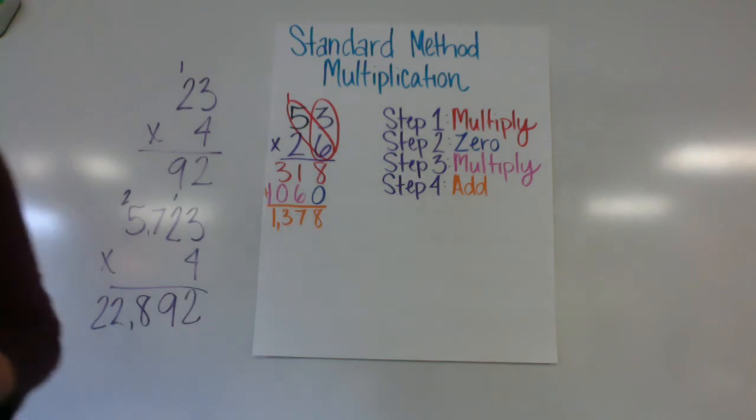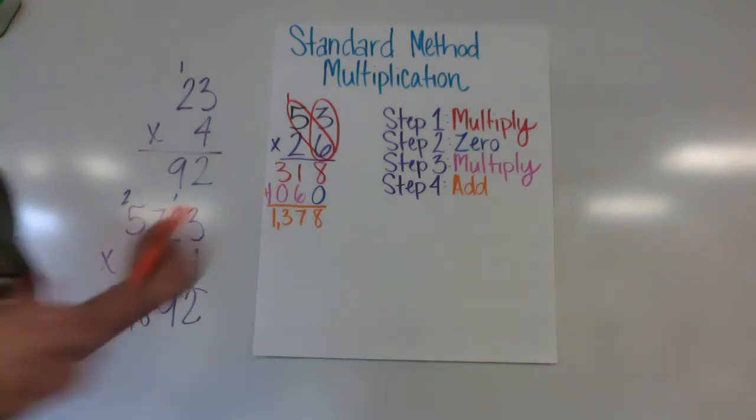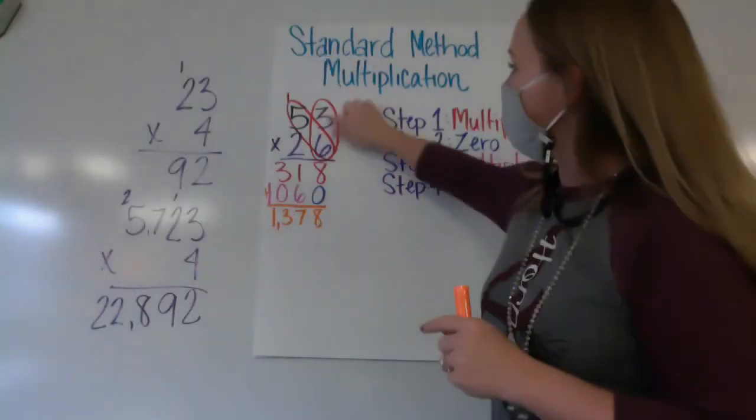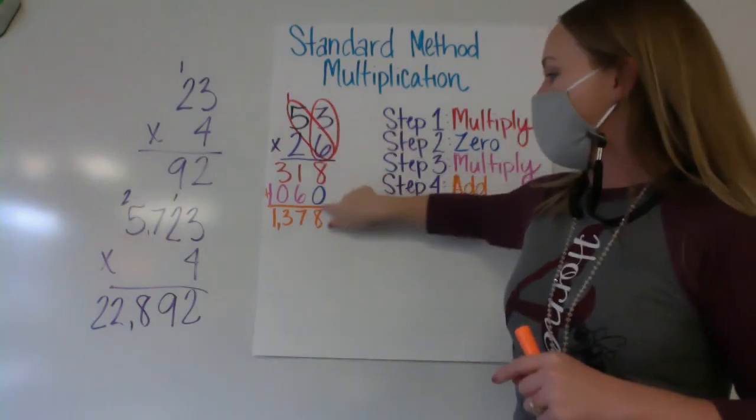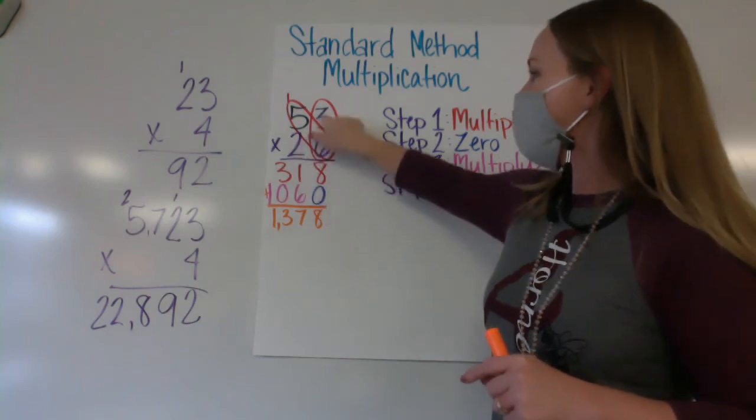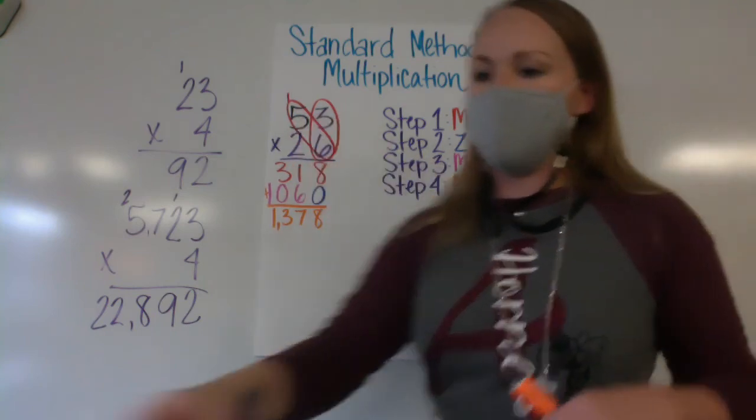Everybody got all that down? It's really not bad. Because you already know this first part, that's step 1. Then just always remember to put your 0, and then you do your tens place, and you add them up.